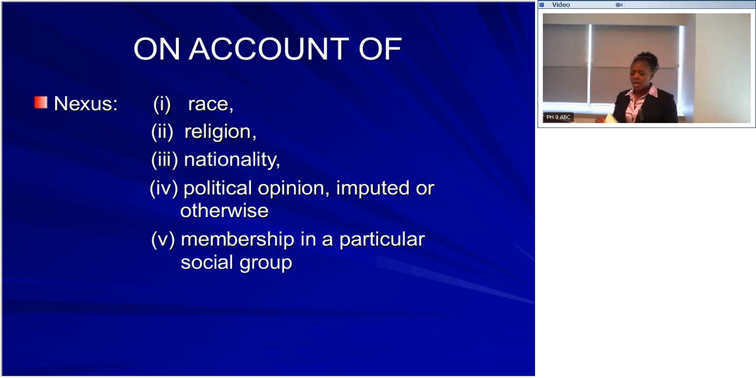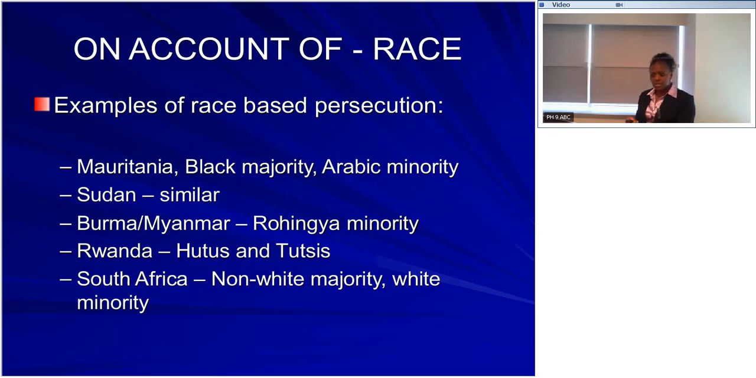But people often ask, when you say race, what does that mean, right? Because it's hard to understand what that is. And so I've given you some examples, some ideas, okay? So in Mauritania, you've got a black majority, Arabic minority. The black majority is persecuted, or at least experiences severe discrimination in Mauritania, right? Sudan, you have a similar situation. Burma, Myanmar, you can talk about the Rohingya minority, right, to put it into today's terms. Rwanda, Hutus and Tutsis. South Africa, we know that history. So that gives you a sense in terms of a race-based claim.